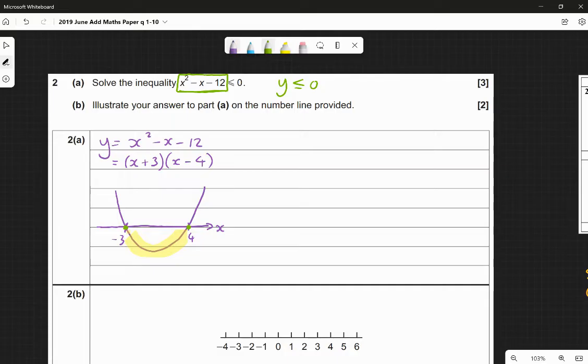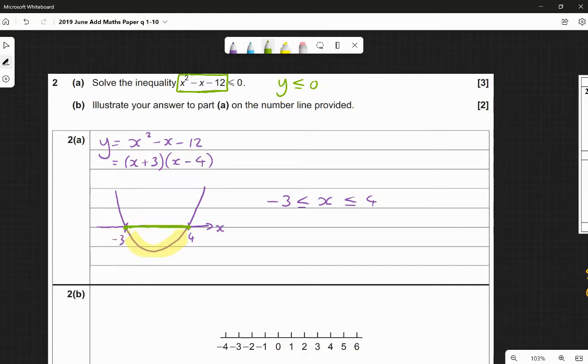So that would be written like this. Minus 3 is less than or equal to x, which is less than or equal to 4. That in essence means the values of x could be between minus 3 and 4, including minus 3 and 4. It's anywhere in this region there, those x values that are included in that green section will make the y coordinate of my quadratic negative or 0.